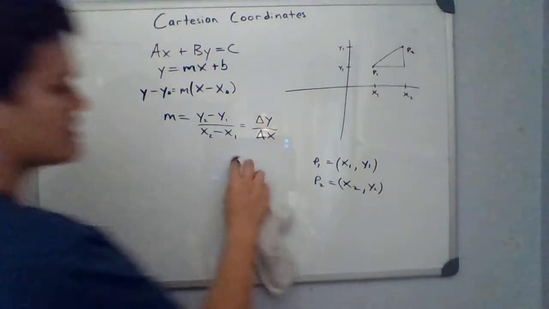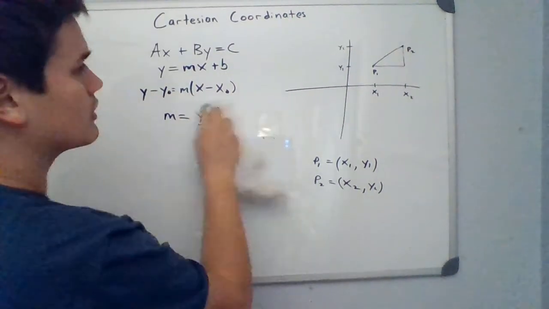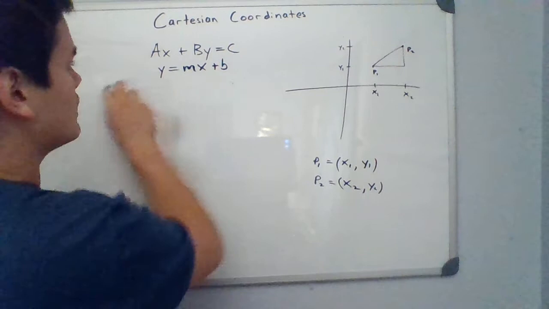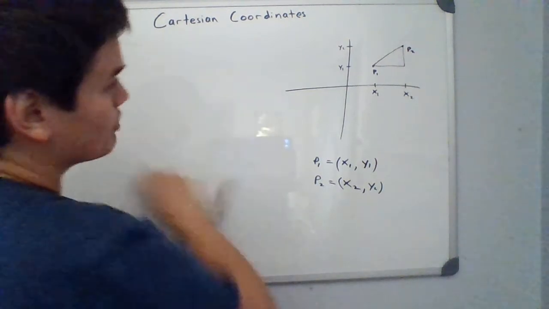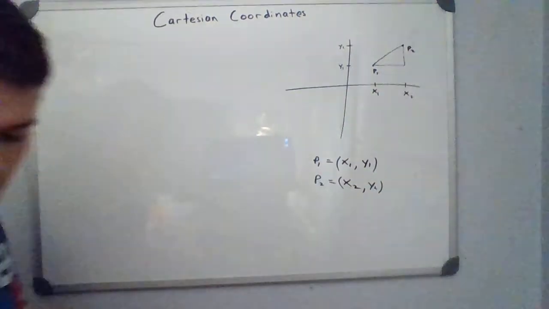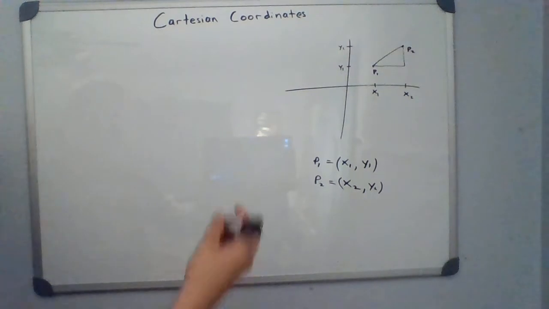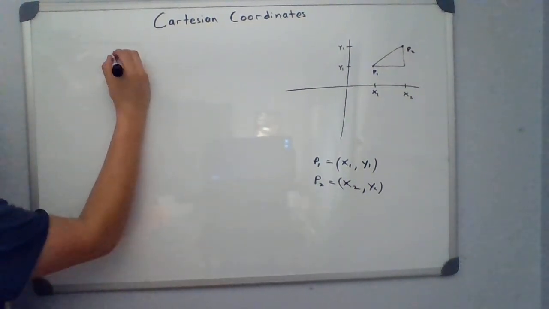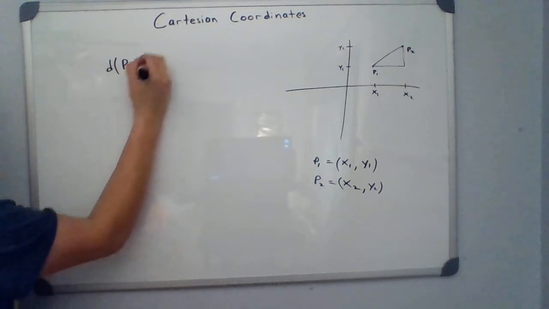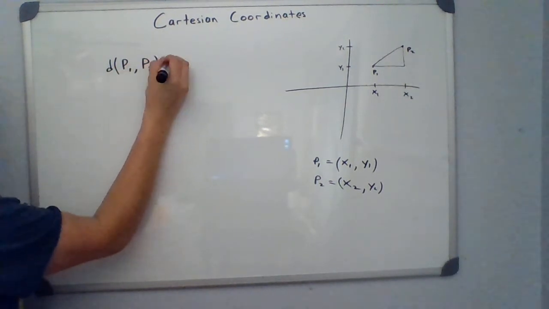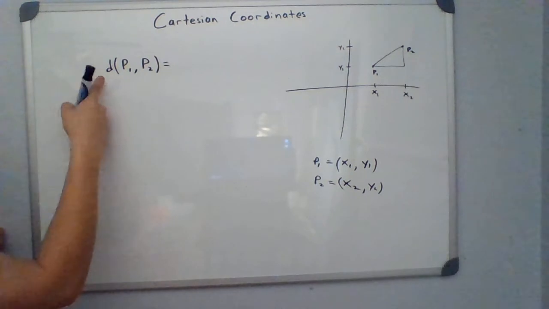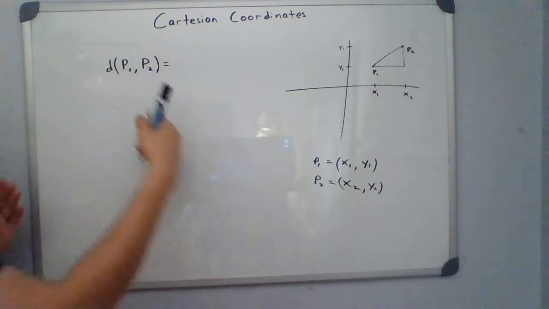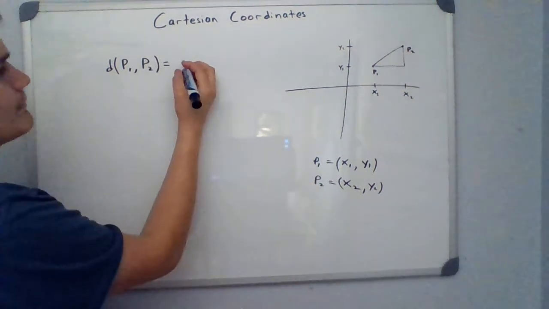I think there's maybe 2 more points I want to go over here. And that's going to be, given these 2 points, P1 and P2, how can I find the distance between those 2 points? Well, we could write it like this. What is the distance between P1 and P2? So I guess this is like a function that takes in these 2 points and gives me the distance.